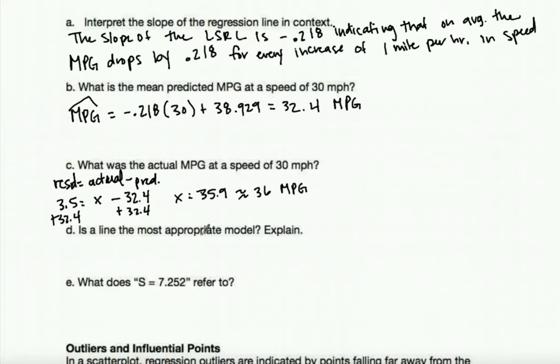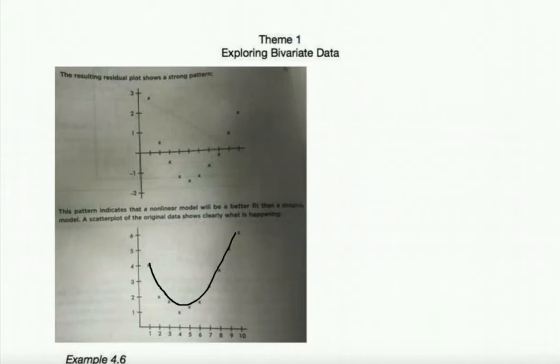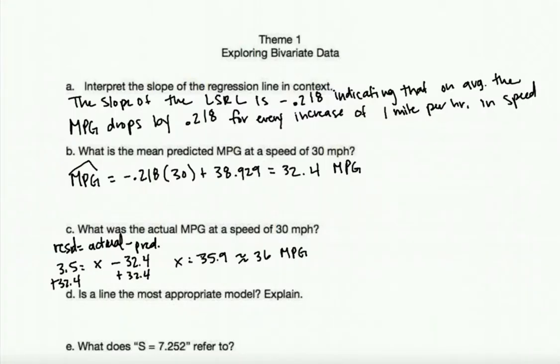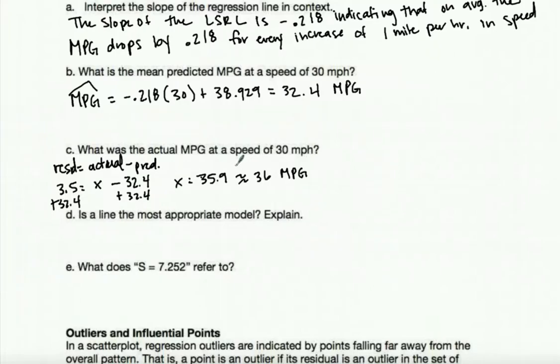D says, is the line the most appropriate model, and explain? To do that, we're going to go back to our graph of our residuals and see if we had any kind of pattern to that residual plot. When we look at that residual plot, we can tell that we've got a curved pattern to our residuals. There's not a random scattering. Because there's not a random scattering, this line is probably not our most appropriate model. So we would say no. The residual plot shows a curved pattern.